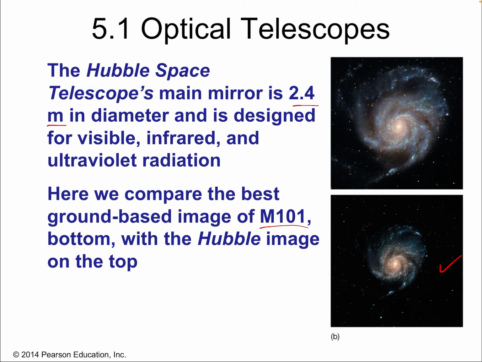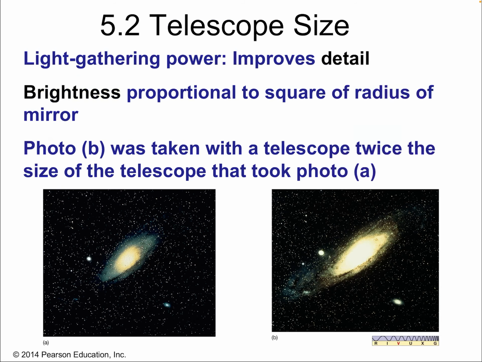Why? Because the Hubble telescope is in space, and being in space has huge benefits for the use of light telescopes. As far as telescope size, this is where I want to introduce one of the key ideas in terms of the quantitative tools we can use in the class involving telescopes. Light gathering power improves the detail. Brightness is proportional to the square of the radius of the mirror. In other words, if you want to talk about how much light is coming in, then the brightness is proportional to the square of the radius, so r squared.